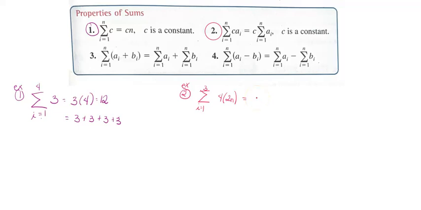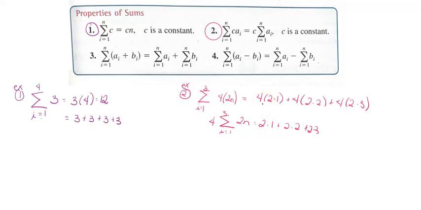I wrote up an example. You could do this as 4 times 2 times 1 plus 4 times 2 times 2 plus 4 times 2 times 3 and solve it that way, or you could solve it as 4 times the whole sum, 1 to 3 of 2n, which would equal 2 times 1 plus 2 times 2 plus 2 times 3, and then you take the whole summation and multiply it by 4.